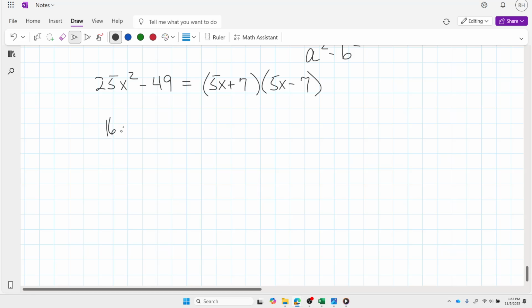16x squared minus 121. All right, again, no middle term and two perfect squares. So you've got two factors. The square root of 16x squared will be the first term in the factors, so that's 4x and 4x. No middle term with perfect squares, so plus and minus. Square root of 121, 11.